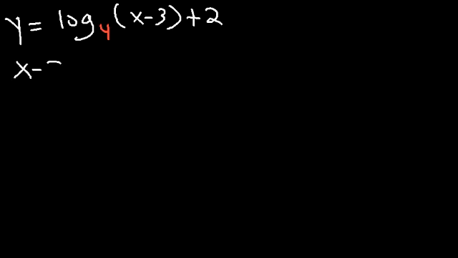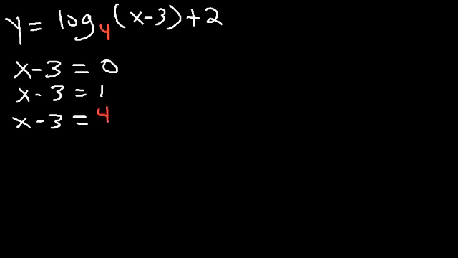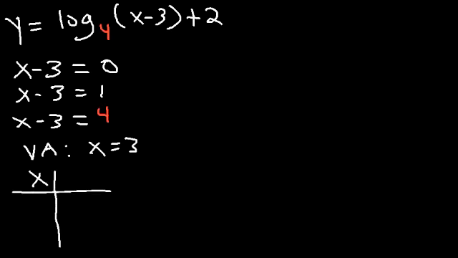So let's set the inside part equal to 3 things: 0, 1, and whatever the base is. In this case, the base is 4. So the vertical asymptote is x is equal to 3, and the 2 points that we need to plug in. From this equation, if we solve for x, it's going to be 1 plus 3, which is 4. And using this equation, it's going to be 4 plus 3, which is 7.